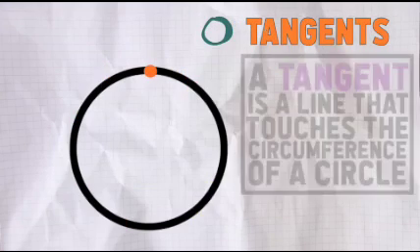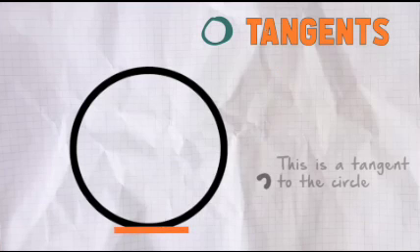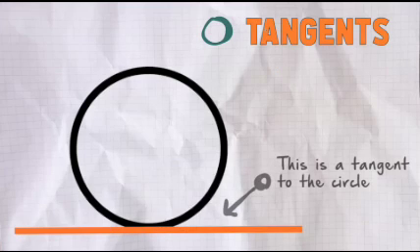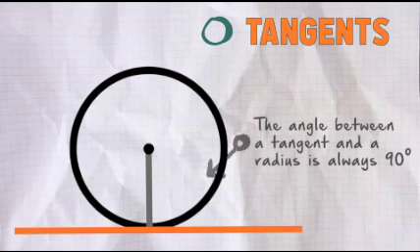Okay, tangents. A tangent is just a line touching the circumference of a circle. You can see an example there. And if you take a line from the centre of the circle, in other words a radius, it will meet the tangent at 90 degrees.